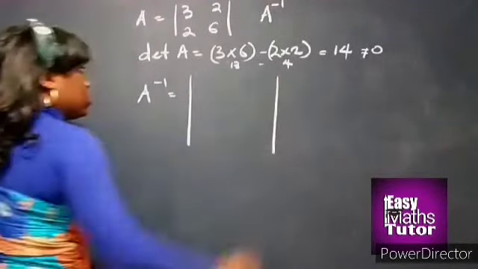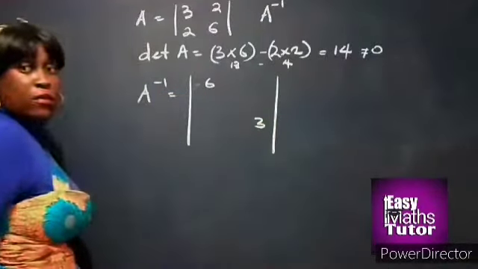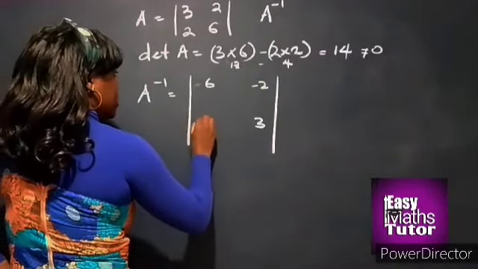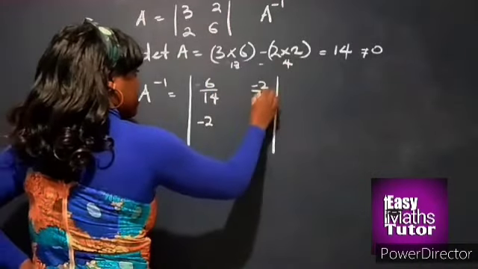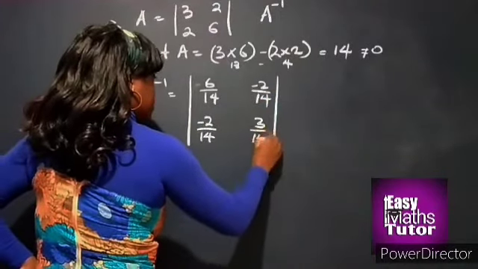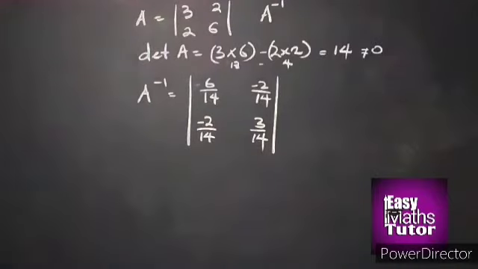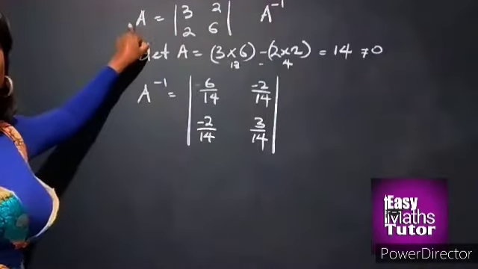We'll draw this. This will be 6, this will be 3, this will be minus 2, and this will be minus 2, all over the determinant. So this is the formula for finding the inverse of the matrix. Therefore, this is the inverse of this matrix.